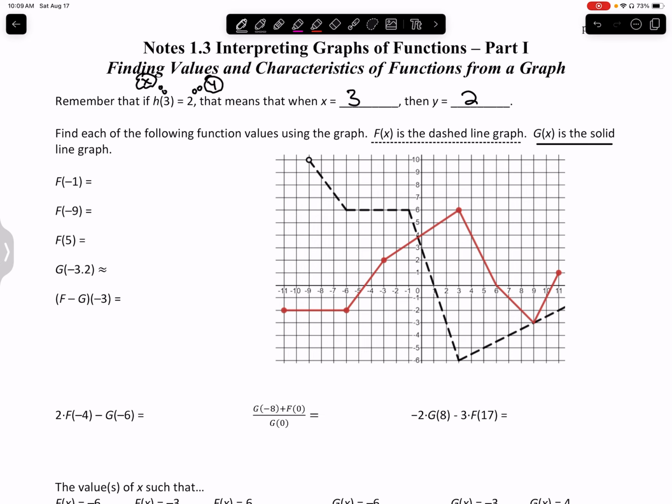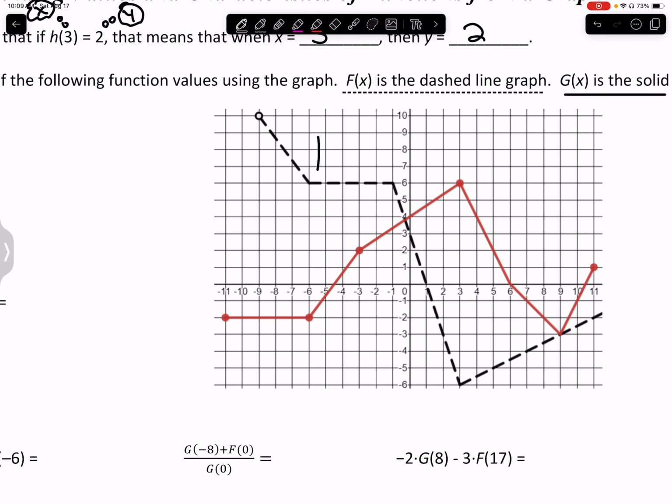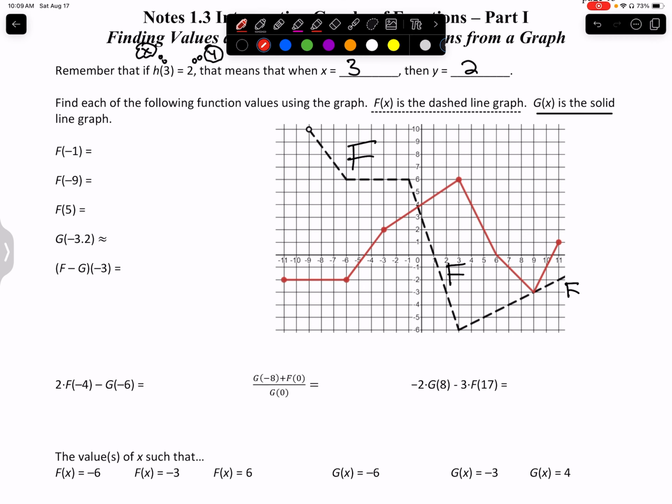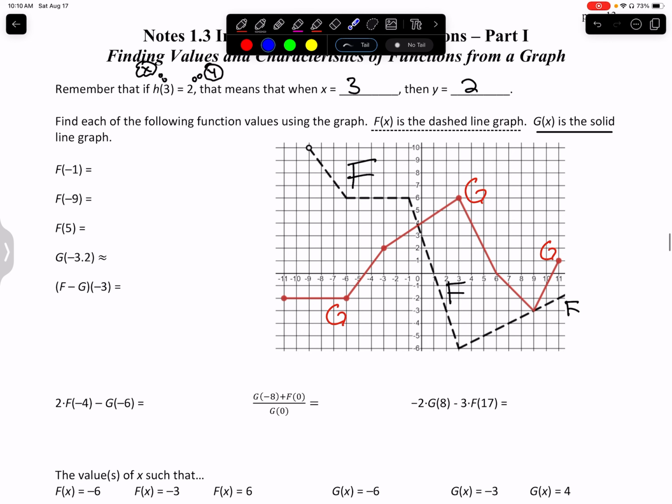So I'm going to go to my graph, and I'm going to clearly mark that the dashed is f. And every time they intersect, I'm just going to keep marking it as being f. This helps me when I do the problem. I suggest you do the same. And the red graph is g, which sometimes is above and sometimes below f.